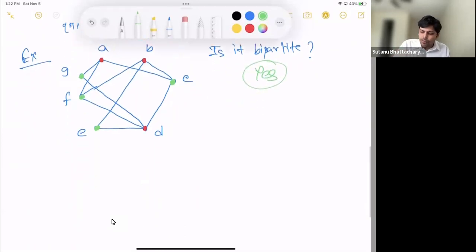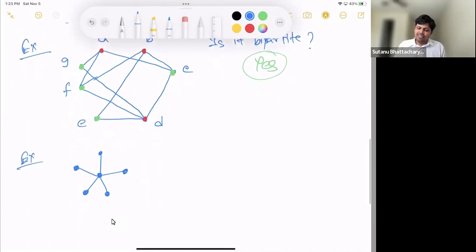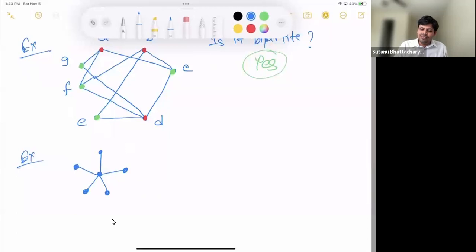And another example that we can do is a very small graph, but it might look slightly confusing. So this is another graph. Now, how many colors do you need for this graph? Just try it. Color one vertex red, so you cannot use the same color for other vertices. And if you color another green, no problem.